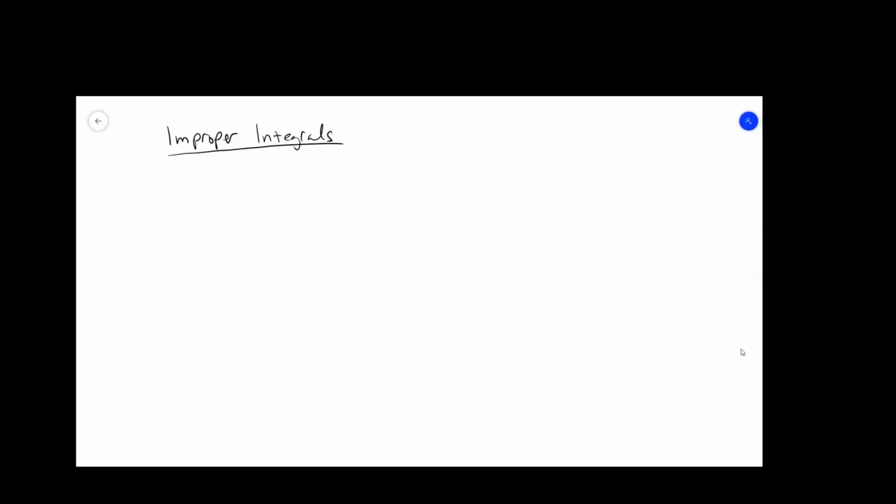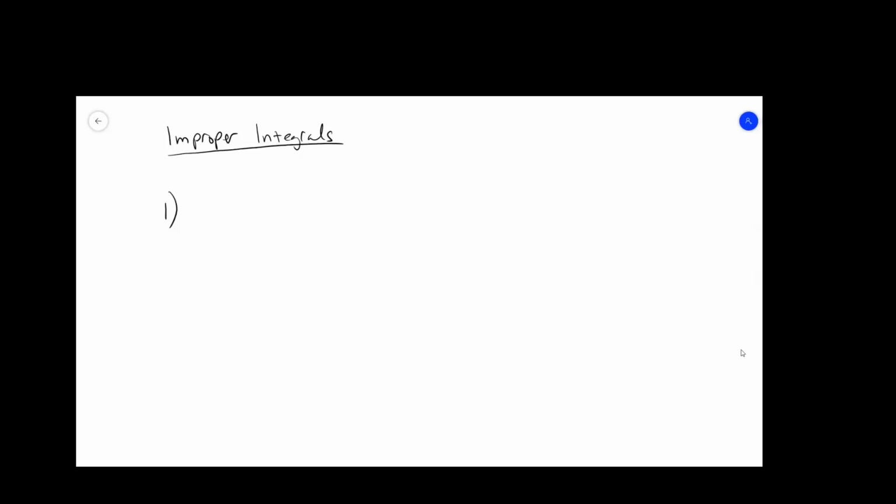Okay, so these are a little bit odd beasts, improper integrals. What are they? Let's actually just do one of these right away, and we'll go back and read what all that stuff is above. What is an improper integral?